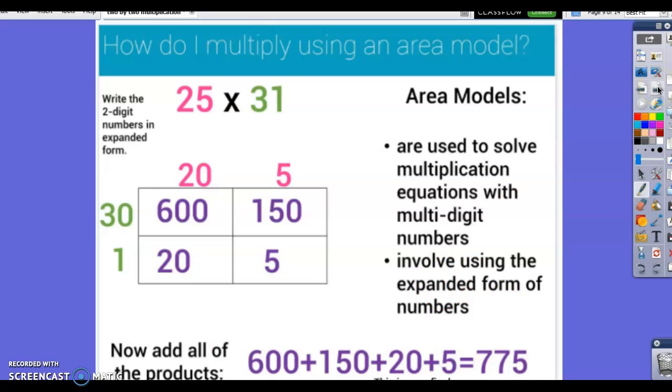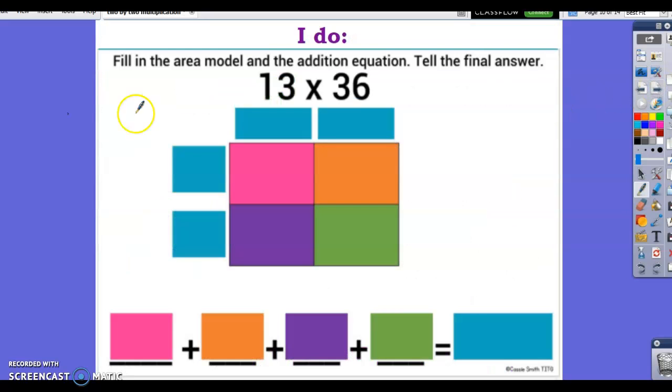So here we go. We're going to practice a few. So here's an I do. I just want you to watch and pay attention. And the color-coded grids help you with the addition. But here we go. We're going to separate our first value, 13, into 10 and 3. And then our second value into 30 and 6.